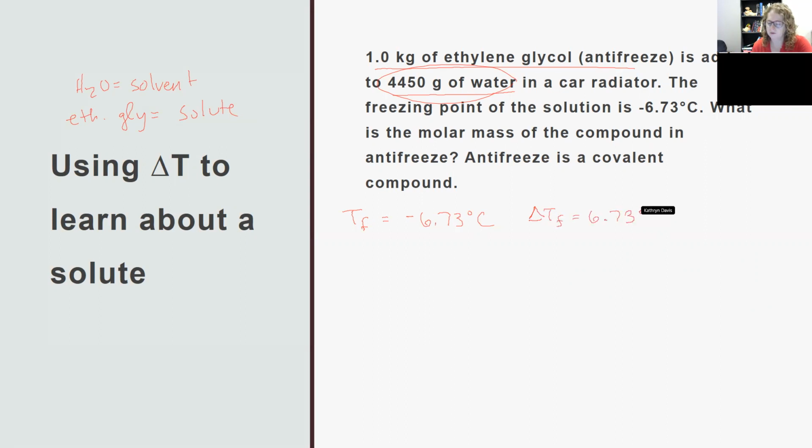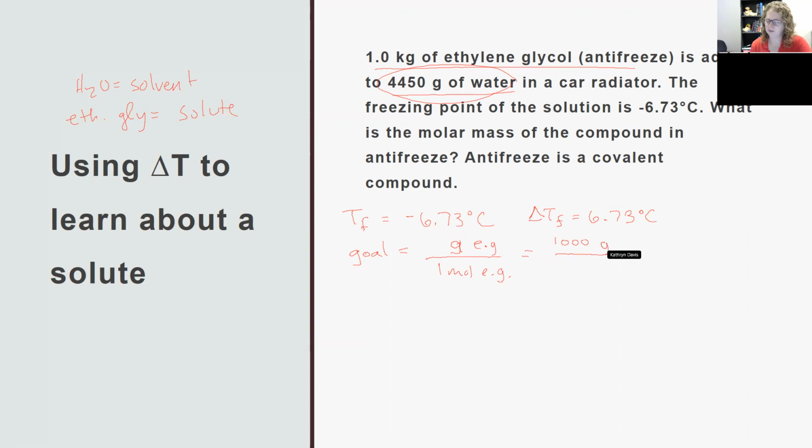6.73 degrees Celsius, right? My goal is to find the molar mass of ethylene glycol, which means the grams of ethylene glycol in 1 mole of ethylene glycol. Things that I know already. Well, I know that this particular setup involves 1,000 grams of ethylene glycol.